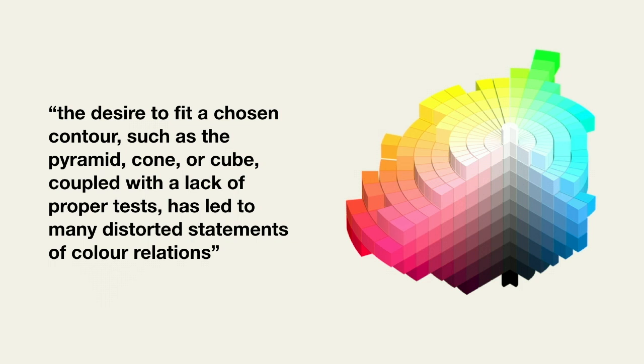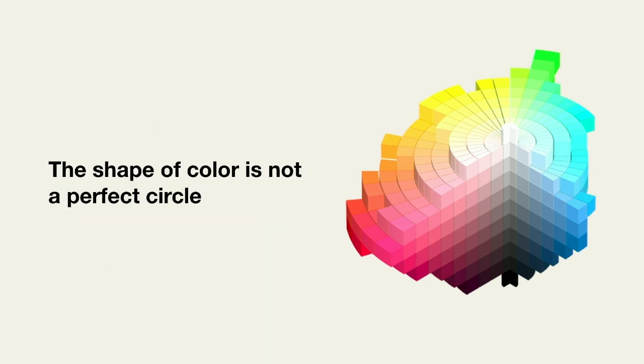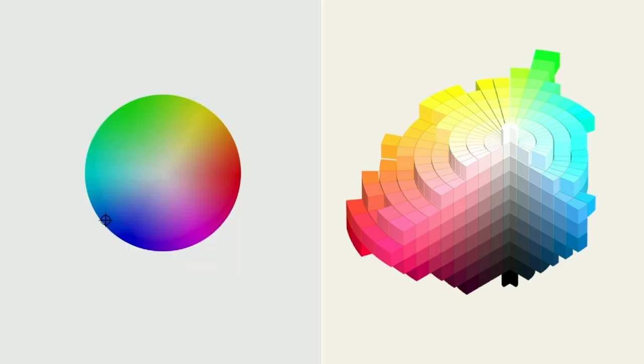So the desire to fit a chosen contour, such as a pyramid, cone, or cube, coupled with a lack of proper tests, has led to many distorted statements of color relations. Essentially, color is not a perfect circle, and it's unfortunate that in many of our design tools and color pickers, we do represent color in these neat circle shapes or boxes. And this is where, as developers, I think that we can work with designers and help them understand color better. I really think it's a value to be a developer when you're looking at color, because it helps you understand some of the math behind it.